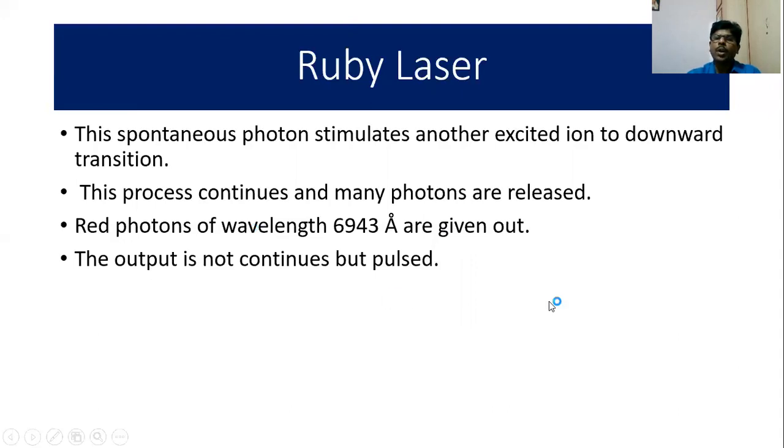And secondly, it will not be purely monochromatic because the transition is from E2 level to E1 and E2 itself is a band structure. So in this case, pure monochromatic light is not given out by ruby laser. So this was the first type of lasers which was studied. It's a solid state laser. So this is what we have studied in this particular lecture.